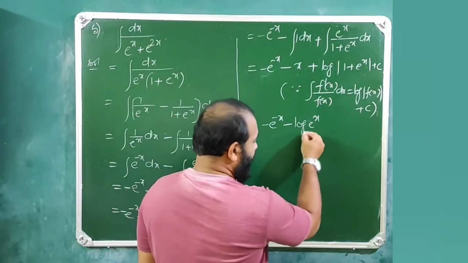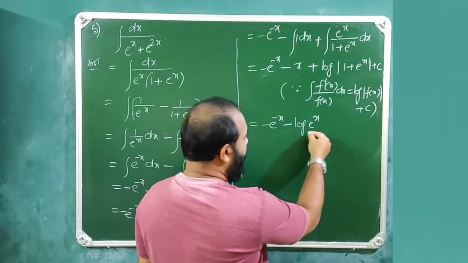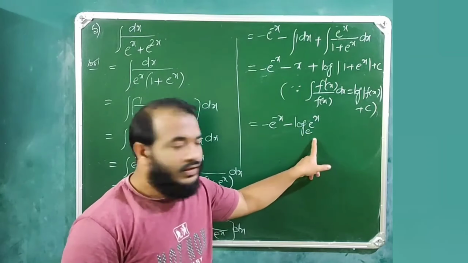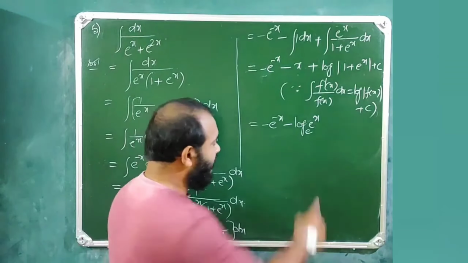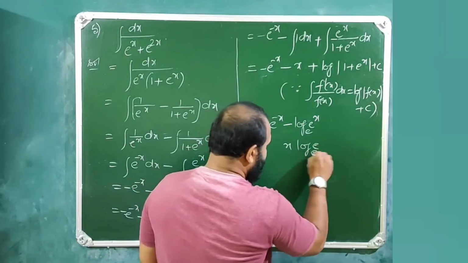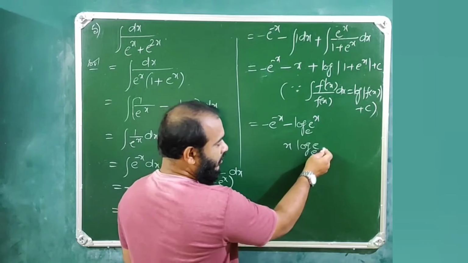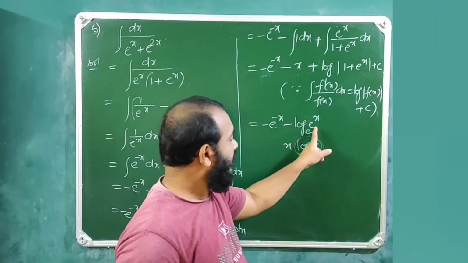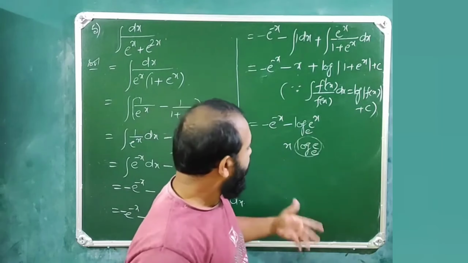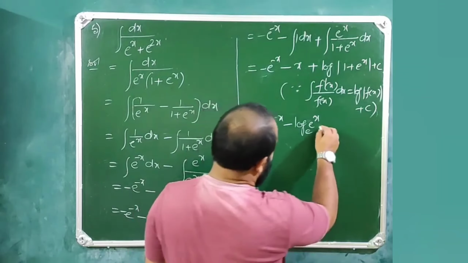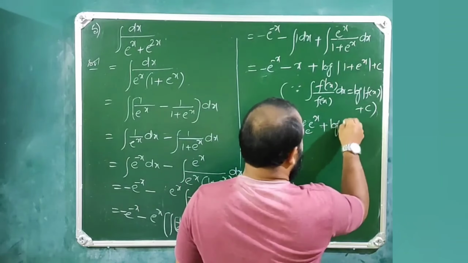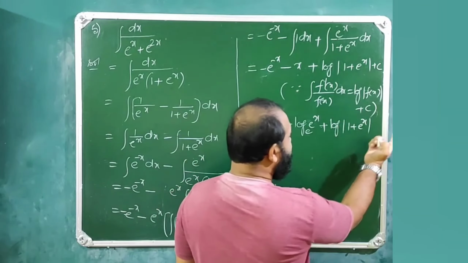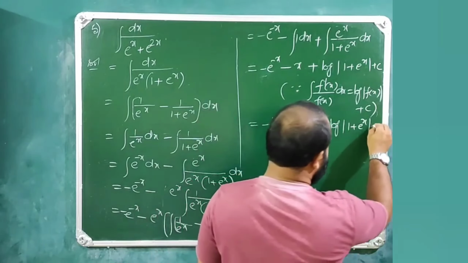Naturally it has the base e, since it is a Napier logarithm. So log e power x to the base e. What is log e to the power of m? It is m log a. This x will come forward, log e to the base e. So what is log e to the base e? This is 1. So x into 1 is x. Therefore this x I have written as log e power x to the base e, plus log 1 plus e power x, with obviously the base e. So no need to write it, plus c.